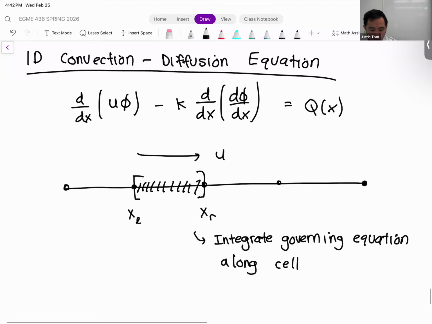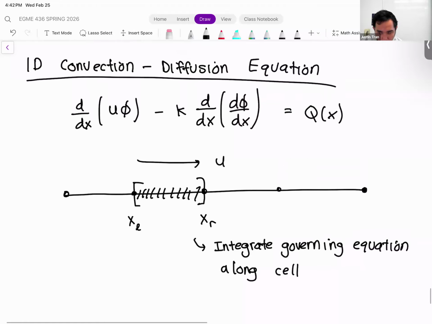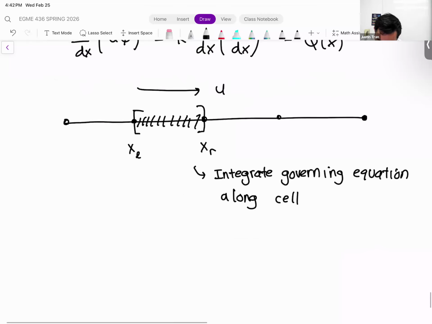Okay, so just like we did with diffusion, we're going to take our governing equation and integrate it along the length of the cell. Okay, so let's go ahead and do that. Right, so I'm going to invoke the fact that integration is a linear operator, so I'm going to integrate each term individually.